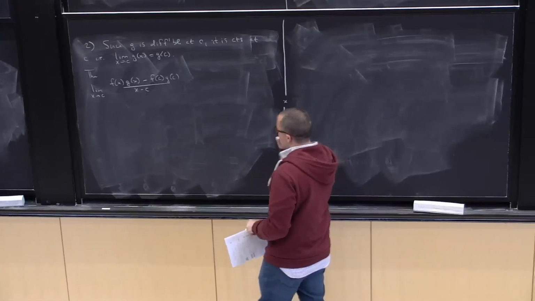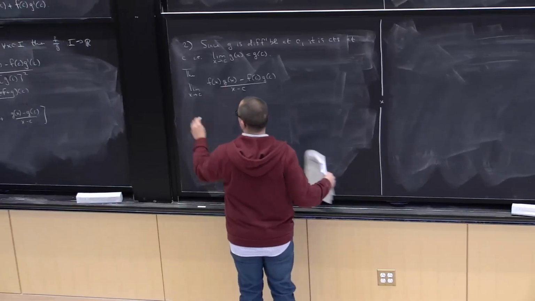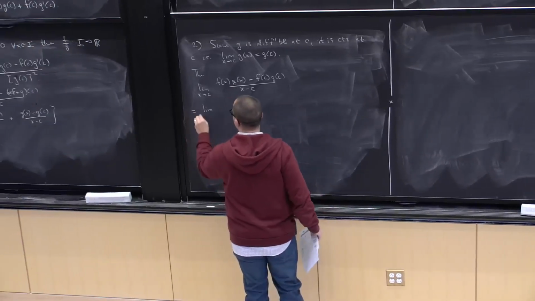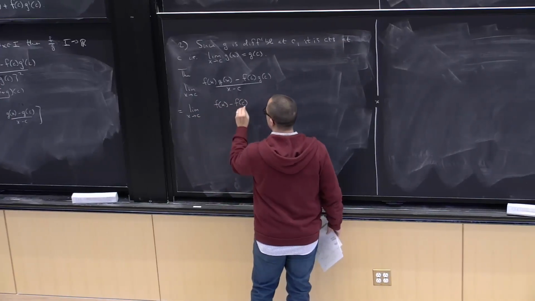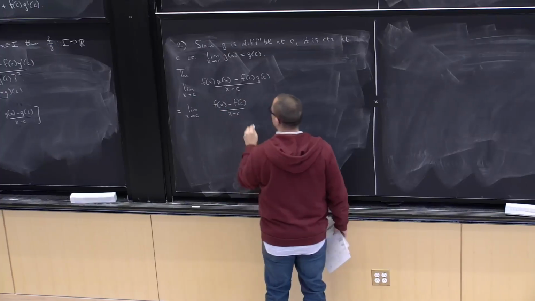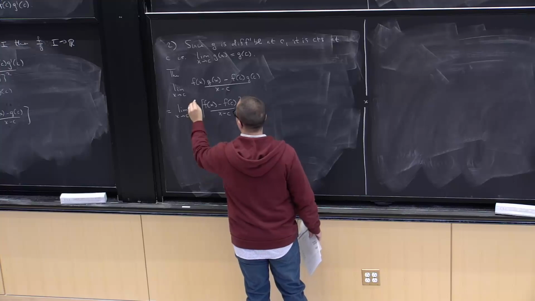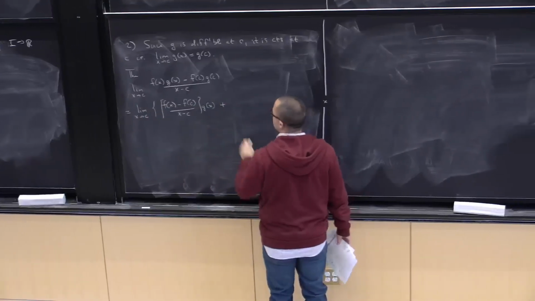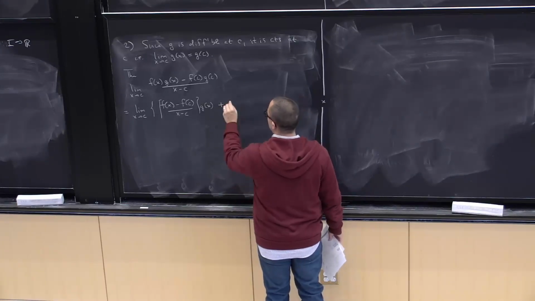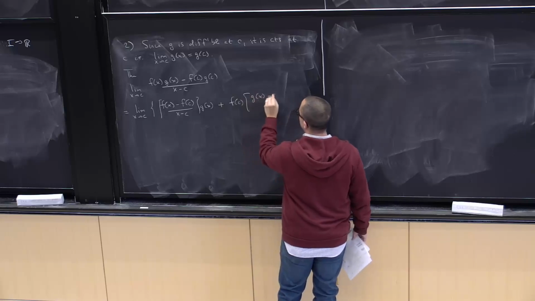Now what I'm going to do is add and subtract f of c times g of x. So this I can write as the limit as x goes to c of f of x minus f of c over x minus c times g of x, plus f of c times g of x minus g of c over x minus c.